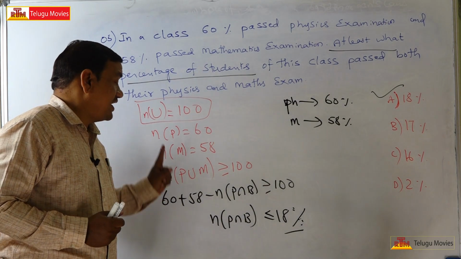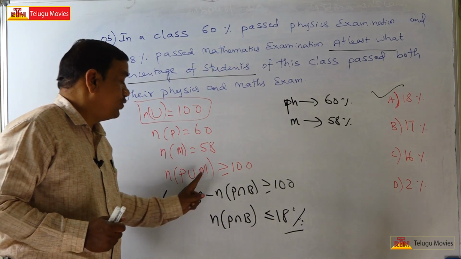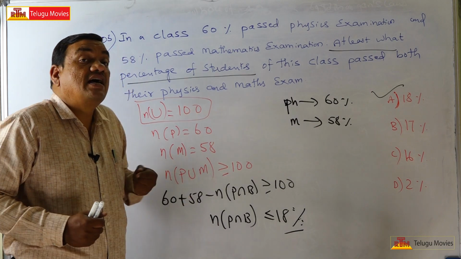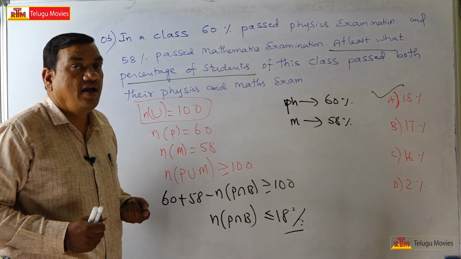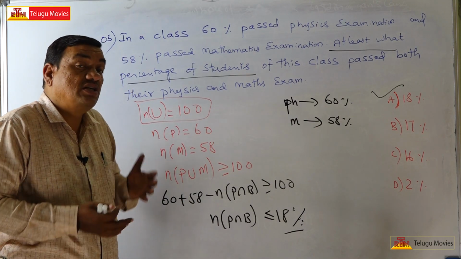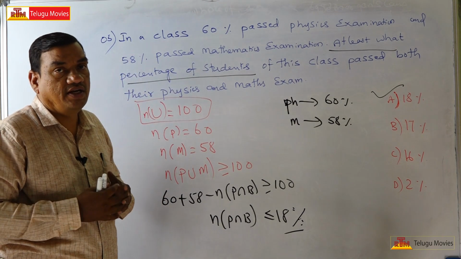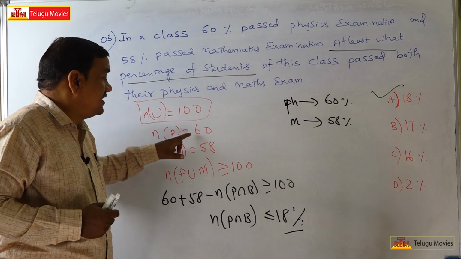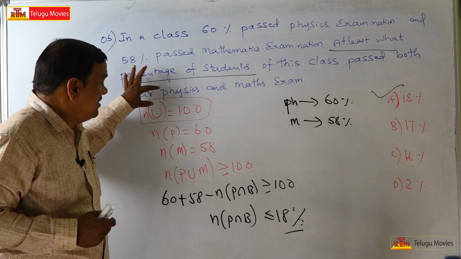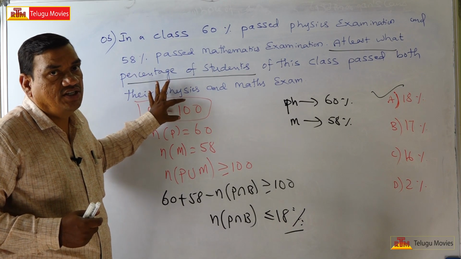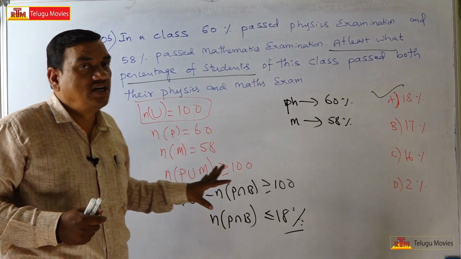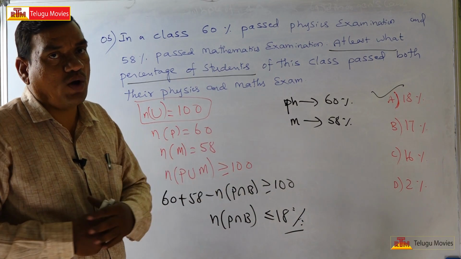Understand this? So try to understand here, n of P union M is greater than or equal to 100. That means there are some students who passed in botany, zoology, all those things, in total. But here we are considering that the 60 and 58 are regarding 100 students. I hope that you understand this solution. Let us go for the next problem.